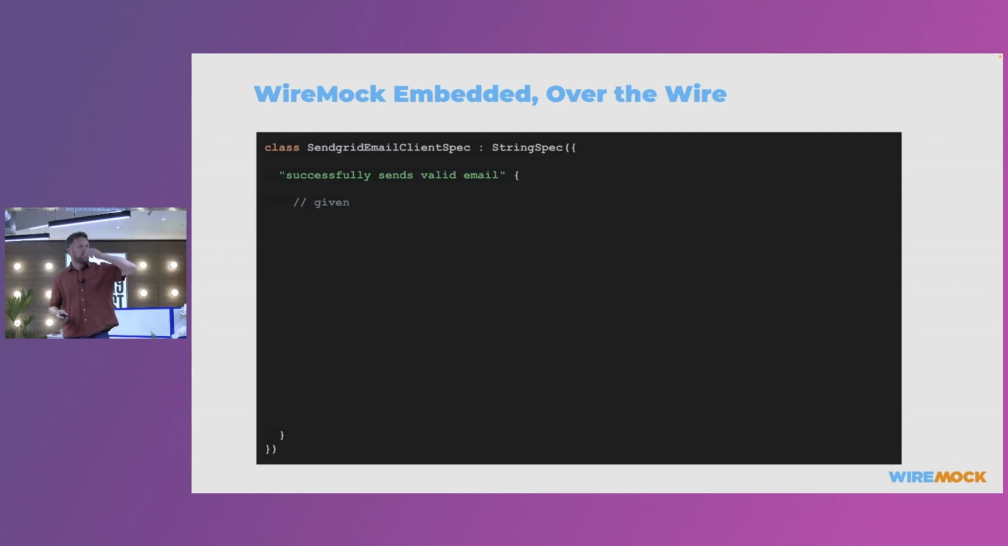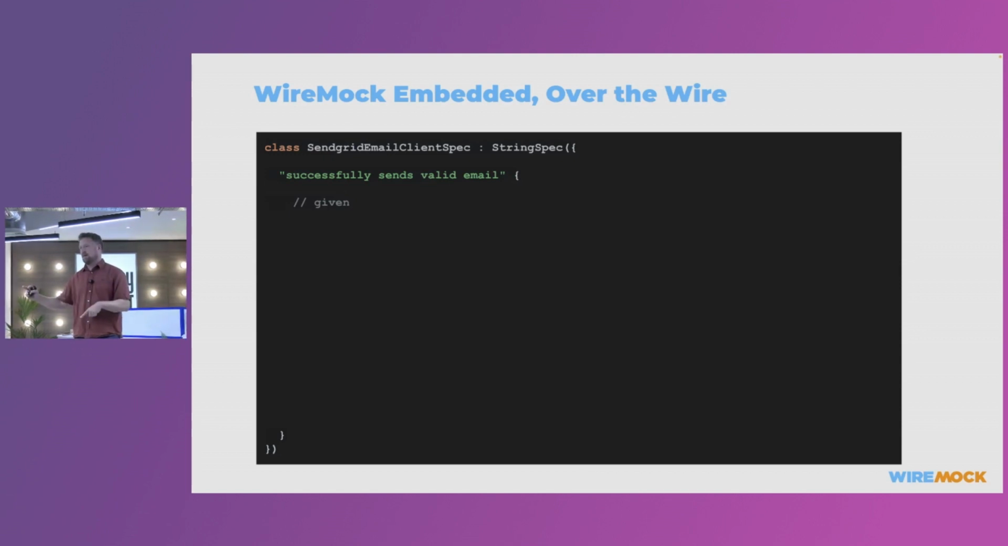So we're using string spec, which is a Kotest flavor, where it's got an extension function on string to take a function that actually defines the test. So it's the lightest of the possible Kotest implementations. So we're going to try successfully sending a valid email.